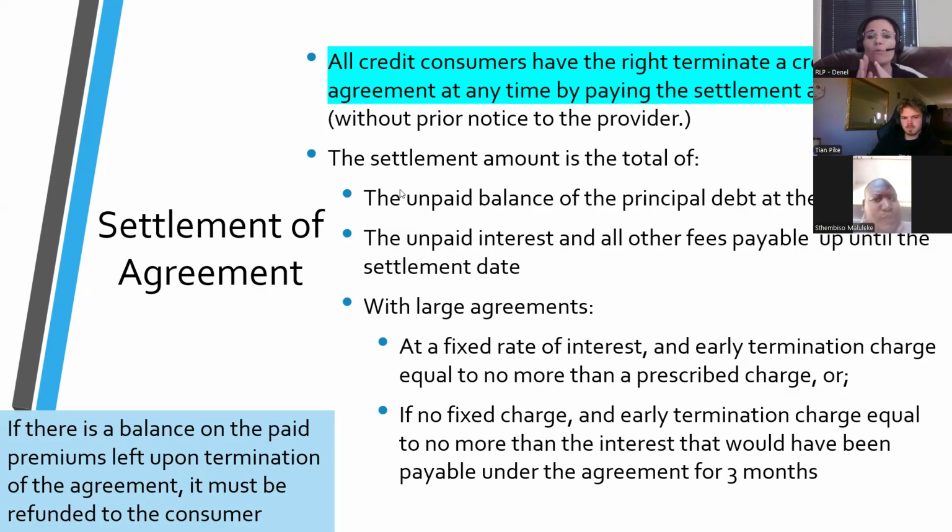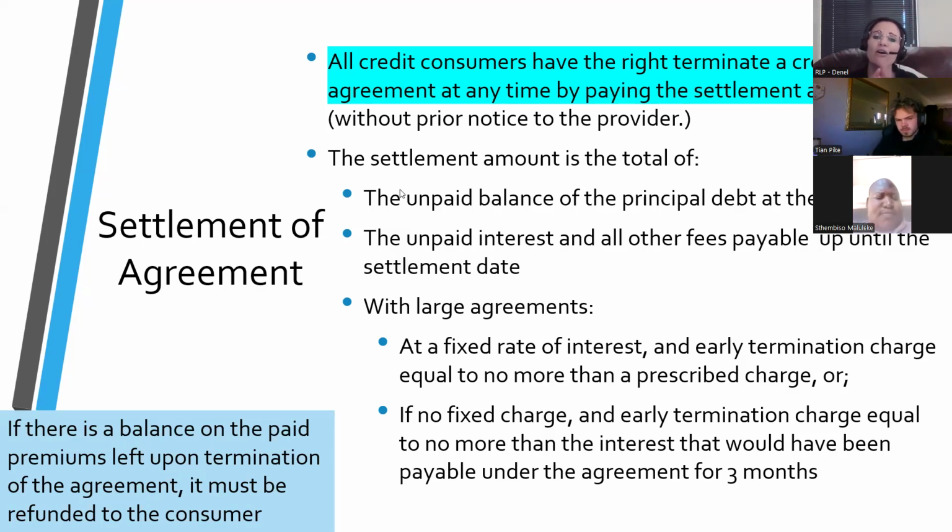Sorry, guys. And then with a large agreement, they do charge an early termination charge. Obviously, if you settle your agreement before the obligation end date, they are going to lose out on interest. So they charge you an early termination charge to say basically that this is your penalty for backing out of the agreement before you were supposed to. So with a large agreement, if the customer signed the agreement on a fixed interest rate, then they will take the early termination charge equal to no more than the prescribed charge that they are allowed to ask.